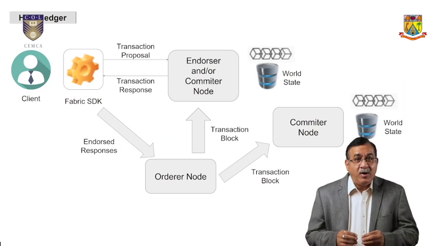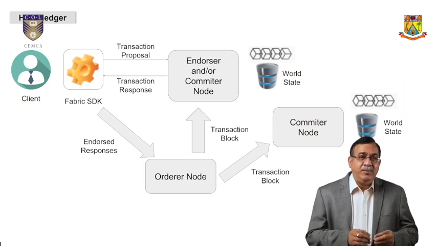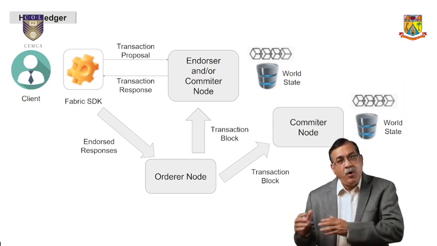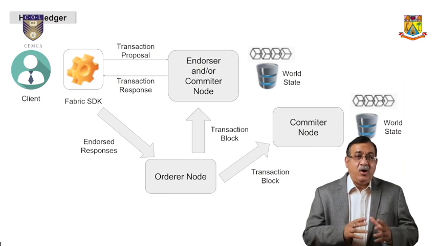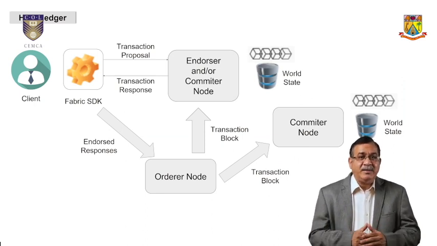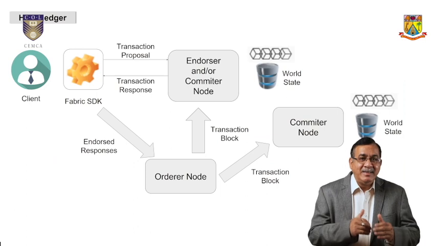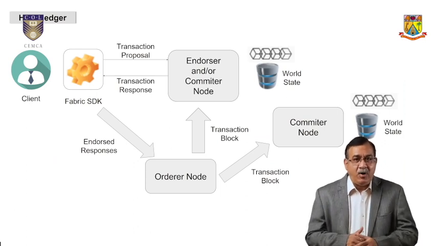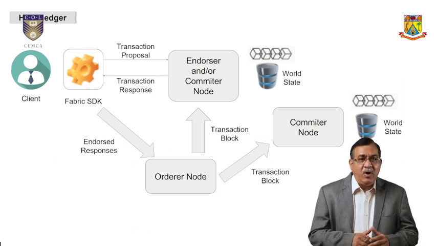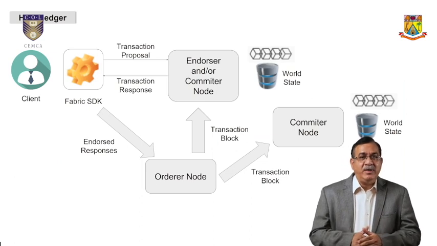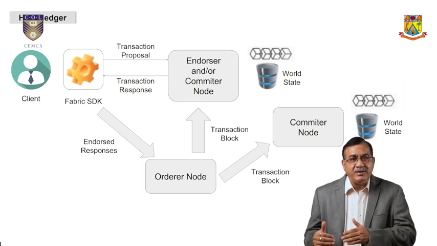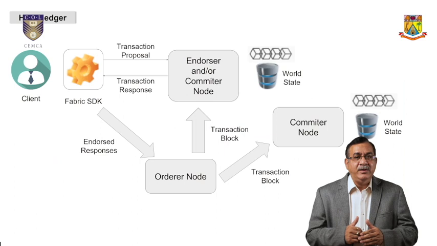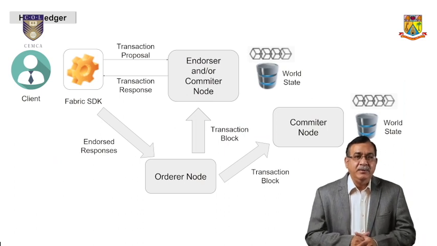The client collects all responses from all endorsing peers and sends them to the orderer. Now, the orderer sees all transactions, orders them in ascending order and forms a block. This block is then sent to all committers, which check the transactions and add the new block to their own copy of the ledger. Let us now look at the main components of Hyperledger Fabric.